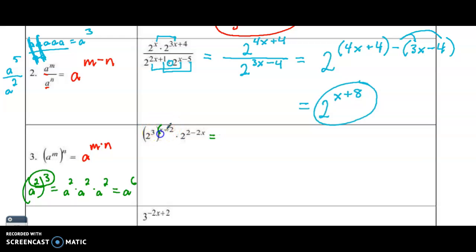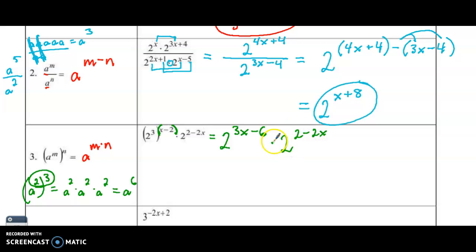So we're multiplying these exponents, a power to a power. But notice that I put x minus 2 in parentheses. And sometimes I use the phrase distribute. I don't know if I really should because it's not really the distributive property. But we're looking at 2 to the 3x minus 6. And then times 2 to the 2 minus 2x.